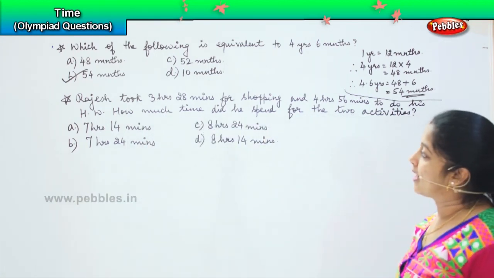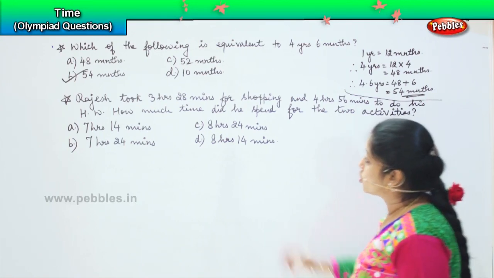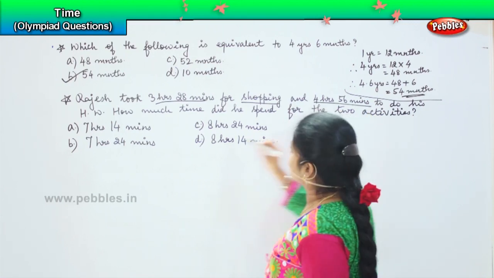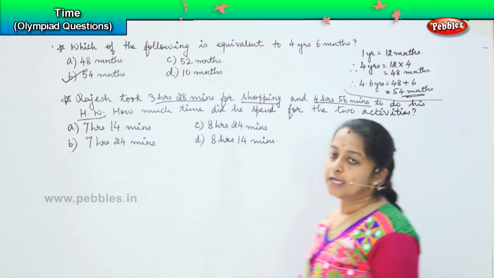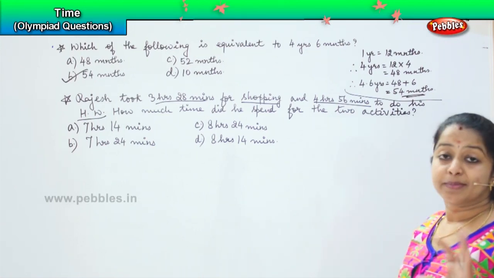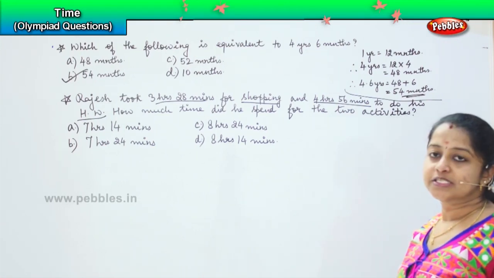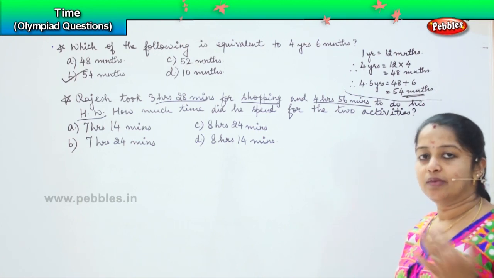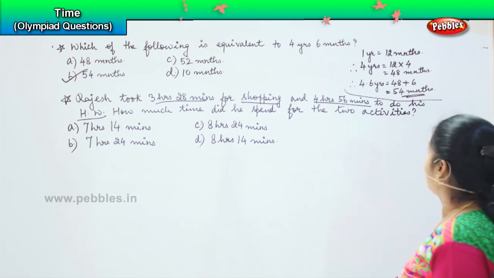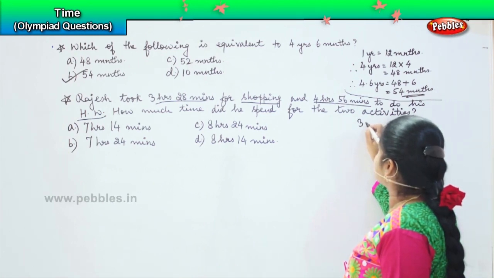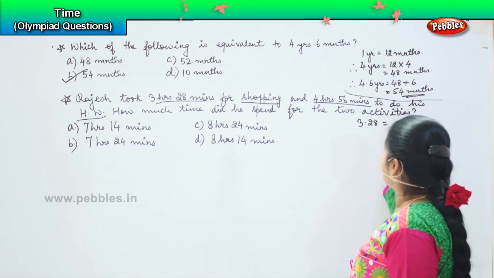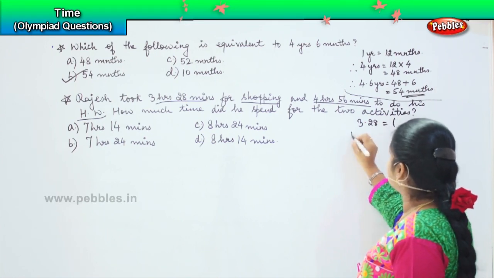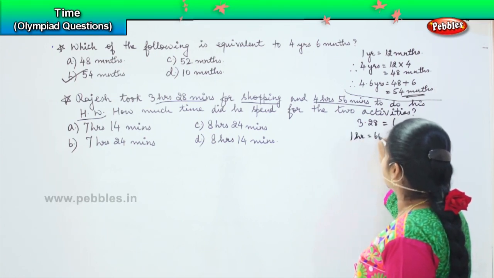So, here they are asking that Rajesh has done two activities. So, he takes 3 hours 28 minutes for shopping and 4 hours 56 minutes to do his homework. Now, since the question is asking in the mixture of hours and minutes, we will first convert it into minutes and then we will convert it back to hours. Okay. So, now 3 hours 28 minutes can be written as how much? So, we know that 1 hour has got how much? 60 minutes.